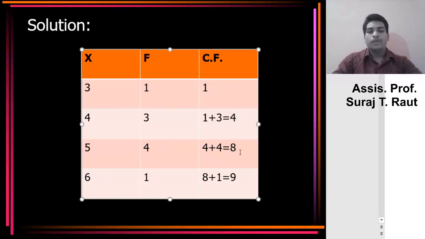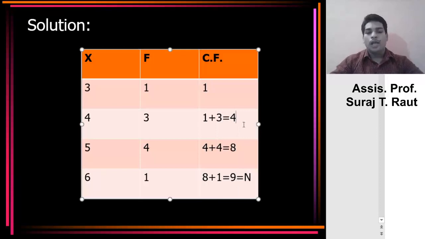And the last value of CF is 8 plus 1, which is equal to 9. Here we have to calculate n upon 2. Here the value of n is 9, correct? n upon 2 is equal to 9 upon 2, which is 4.5, and 4.5 is not in this cumulative frequency column.